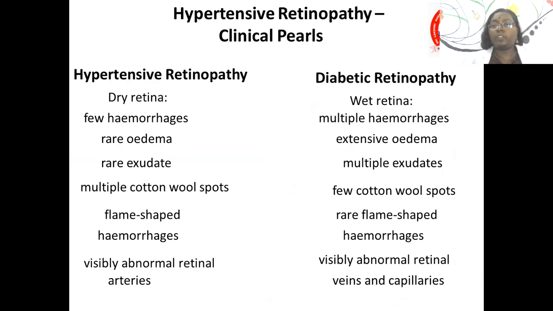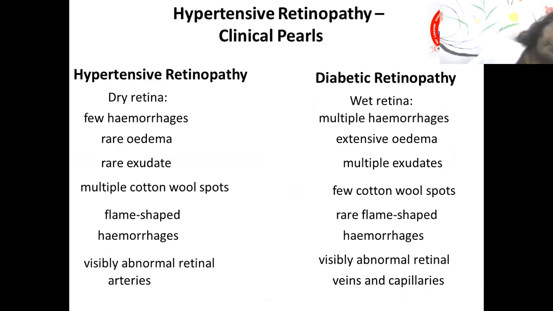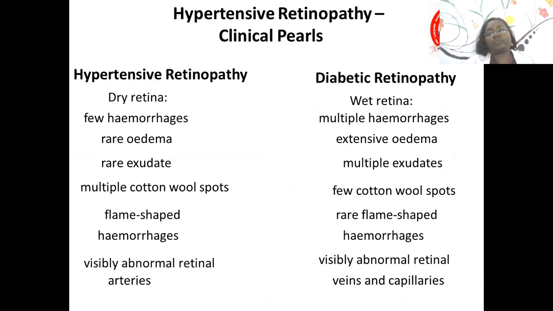Hypertensive retinopathy: the fundus picture is very similar to that of diabetic retinopathy. So there are a few differentiating points. In hypertensive retinopathy, one can see a dry retina. In diabetic retinopathy, the retina is wet. What do we mean by wet? Wet means multiple hemorrhages are there, extensive edema is there, and multiple exudates are seen.